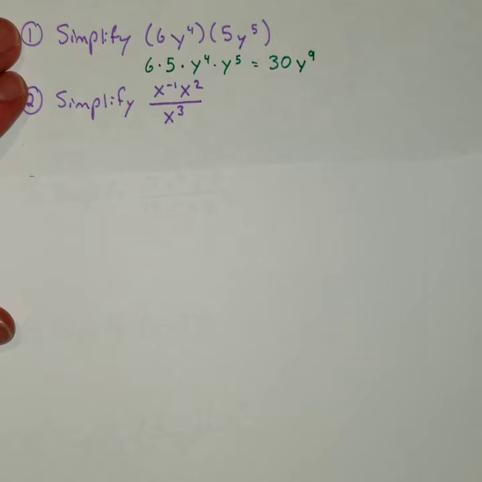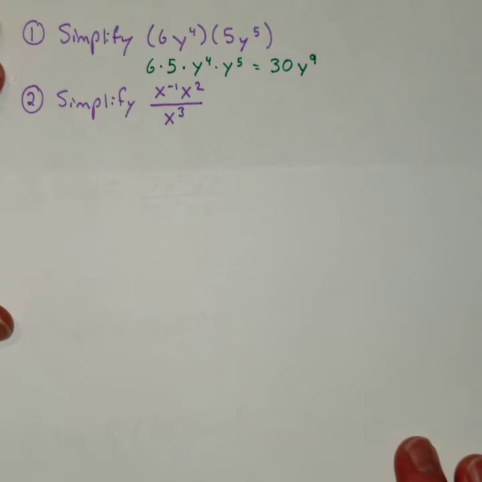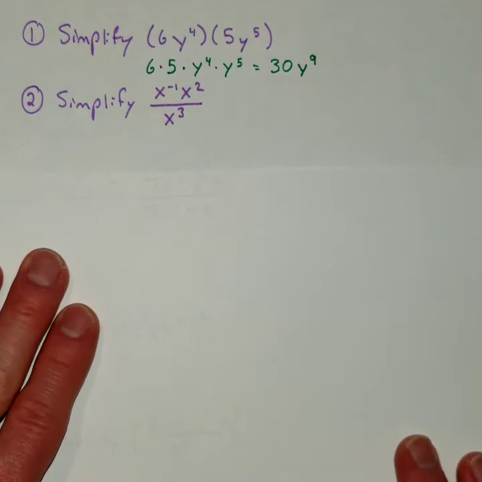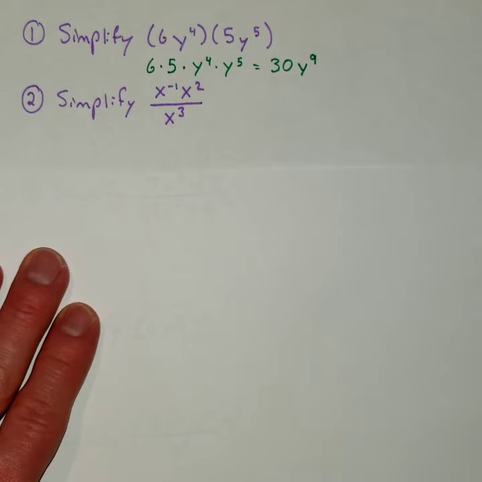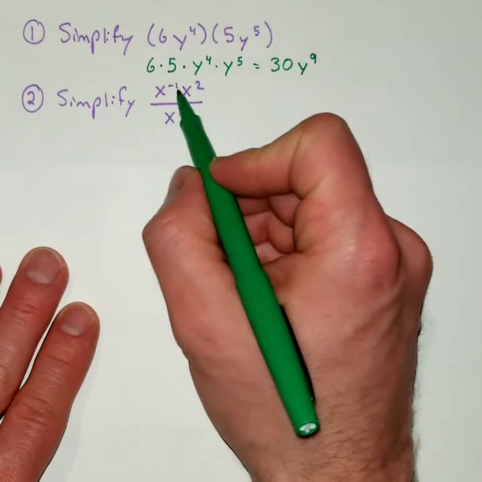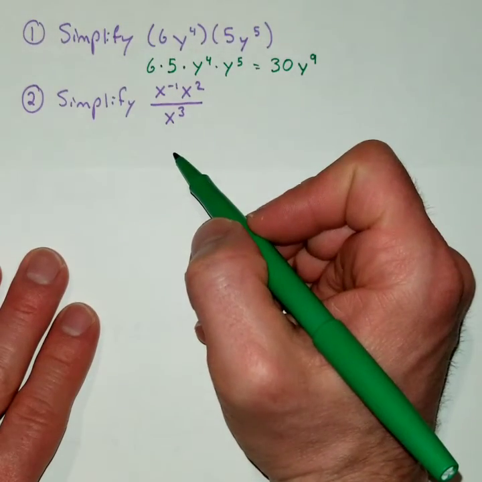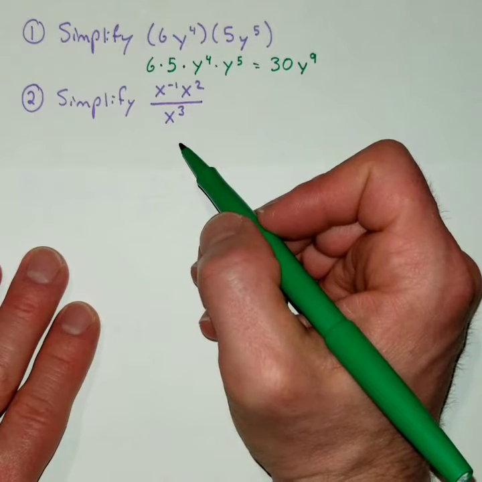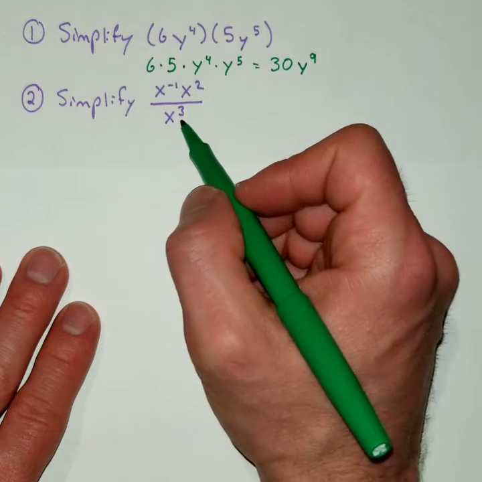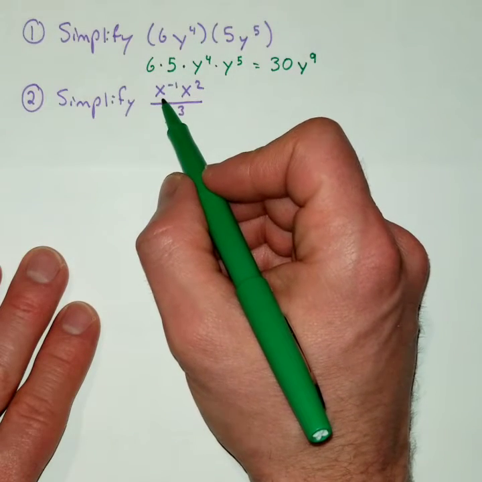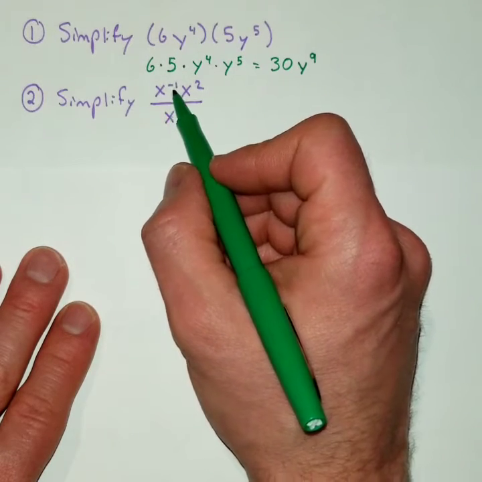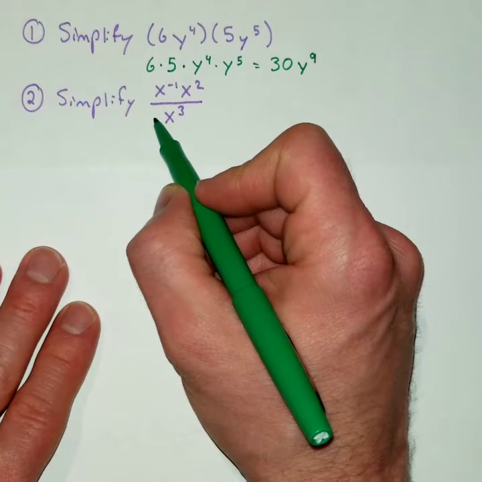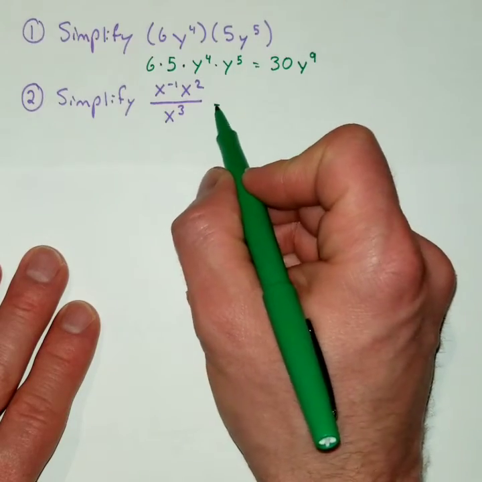Next example is going to be to simplify x to the minus 1 times x squared over x to the 3rd. Now my own personal preference is to eliminate all negative powers when I see them. We generally don't like to work with negative numbers. It's just less convenient, I guess, or easier to make mistakes. And so I'm going to utilize one of the negative exponent rules to take this negative power and move it to the denominator with a positive power.